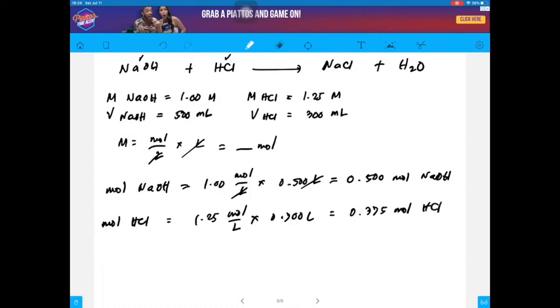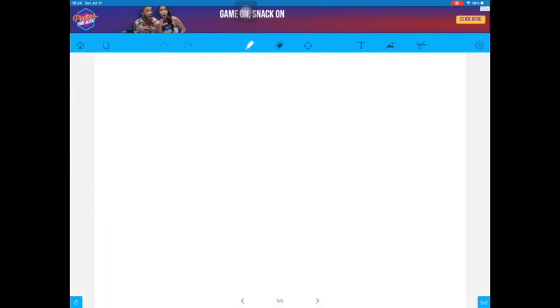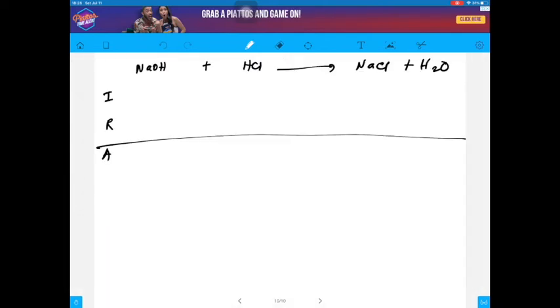Now we can use the ICE table or the other solution that I have taught you. Using the ICE table, we can supply the amount of reagents in the initial part. Initially we have 0.5 moles and 0.375 moles here. We don't have products yet at the start of the reaction, but since this is a solution, everything is water, that means we don't have to account for the water here.